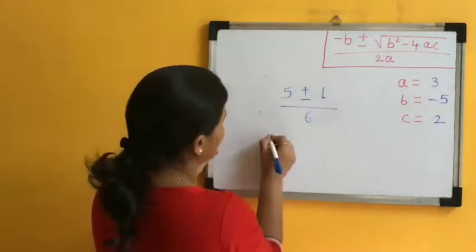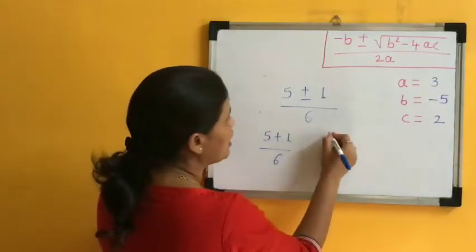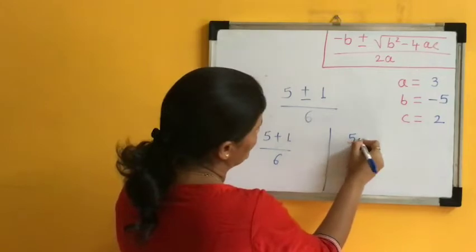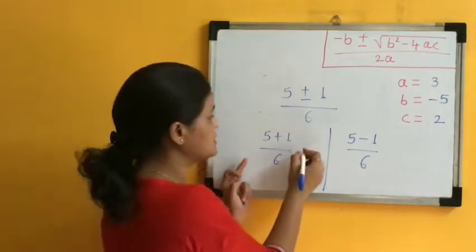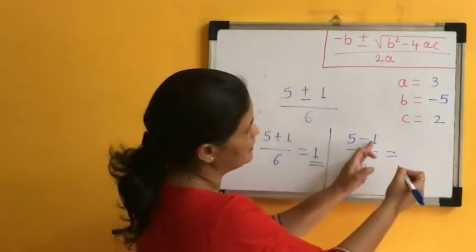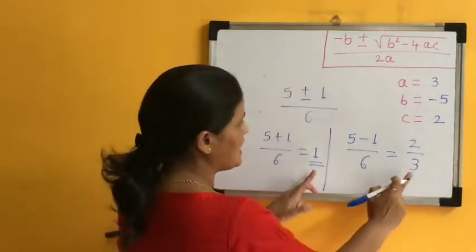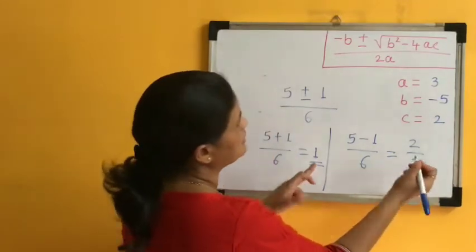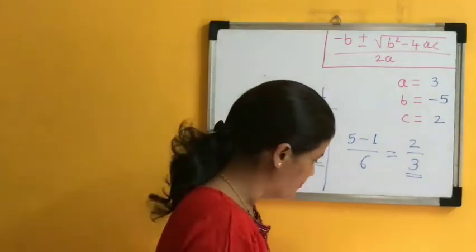5 plus 1 upon 6 or 5 minus 1 upon 6. So this is nothing but 6 upon 6, that is 1, and this is nothing but 4 upon 6 means 2 by 3. So these are the two roots for the given quadratic equation. Let's take another example.